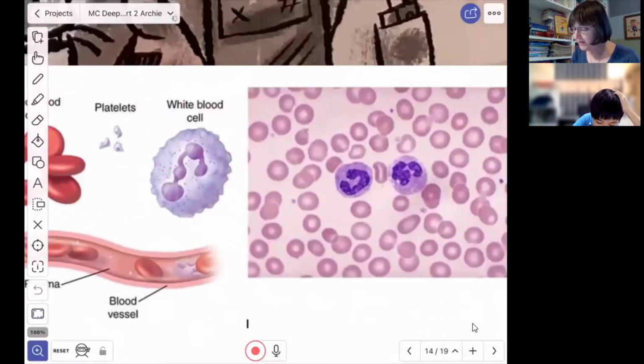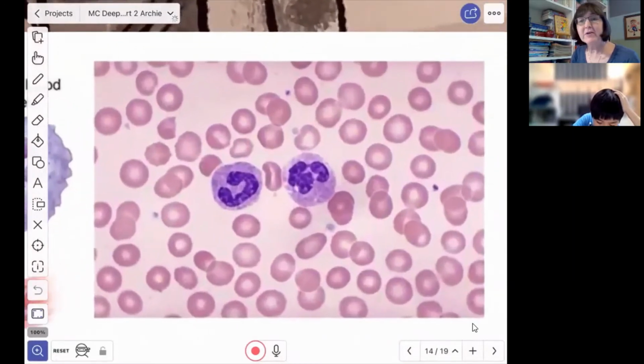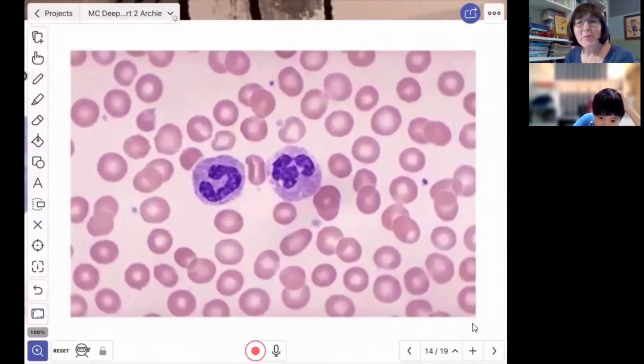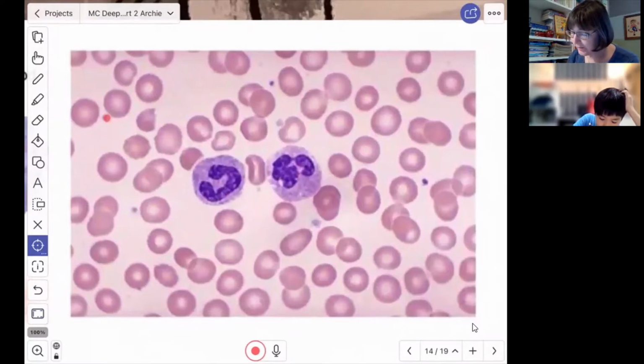Now, if we looked at red blood cells under a microscope, this is what we would see. We can see here the red blood cells. Most of the cells we would see are the red blood cells. These two big ones in the middle are white blood cells, and these little small pieces that are kind of a purple color are the platelets.